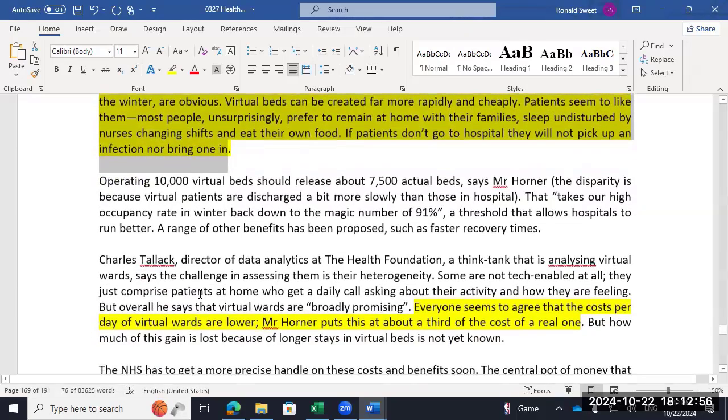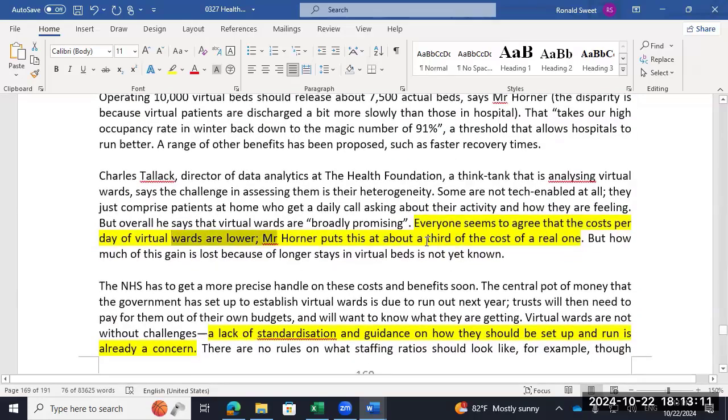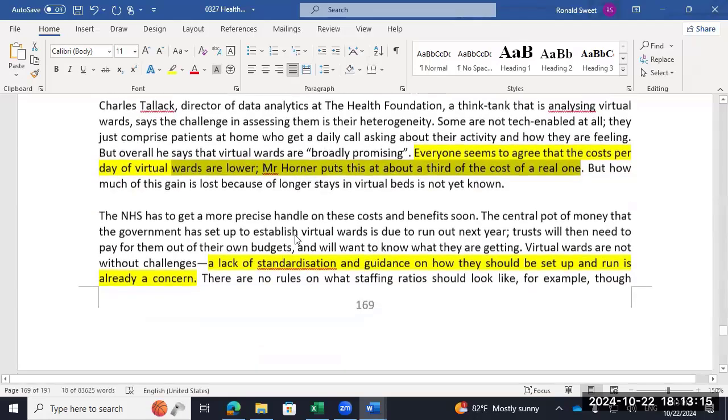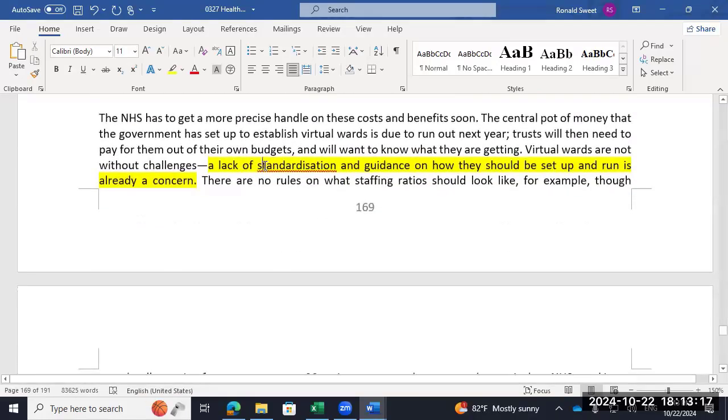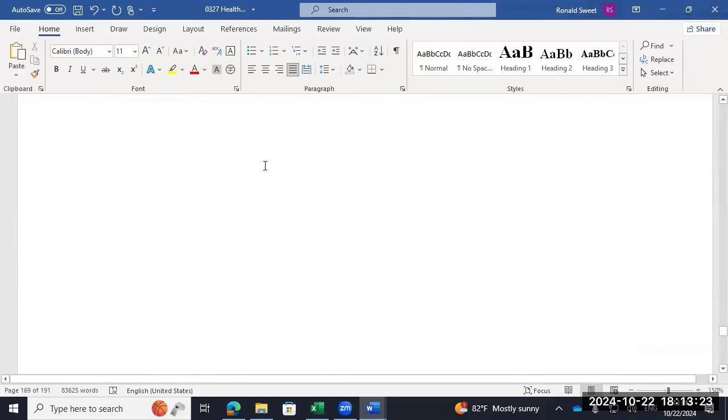So your technology section as a solution should be meaty. You don't have to cover every single thing we talked about. I would have an AI section for you and then add in some of these others that talk about how technology could radically change this industry. Costs are lower, maybe a third lower versus an actual bed. But lack of standardization and guidance on how they should be set up is a concern. So certainly the government, the NHS, could help with that.